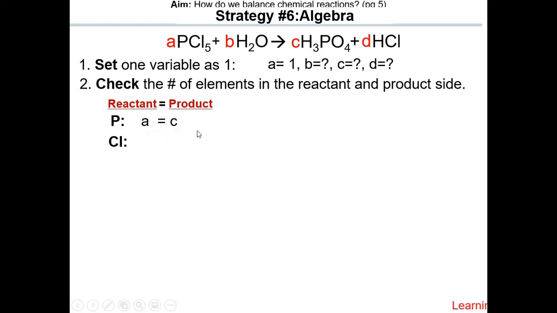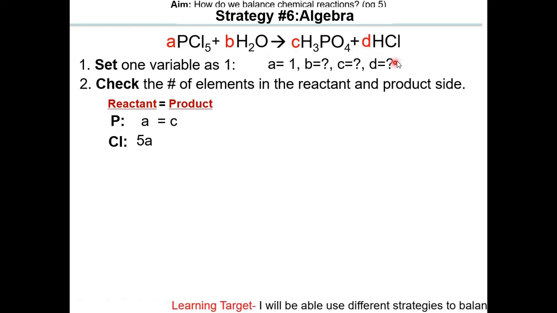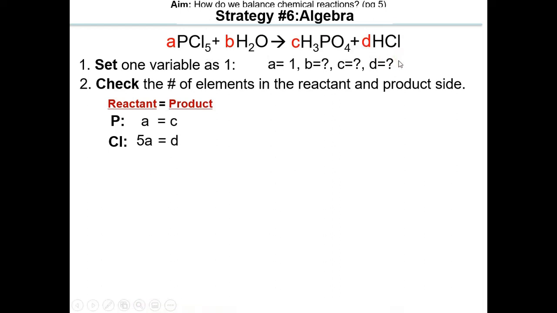We are going to do the same thing for chlorine. So how many chlorines do we have on the reactant side? We have A times 5, that's 5A. That's how much chlorine on the reactant side. How about the product side? We have D times 1, so that's equal to D. So we're going to set 5A equal to D because the amount of chlorine should be the same for both sides if the equation is balanced.